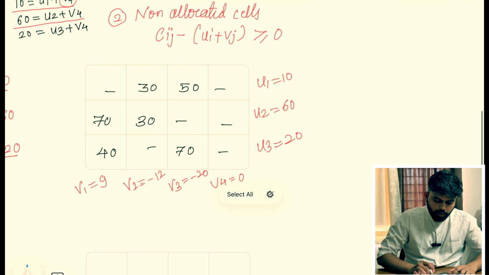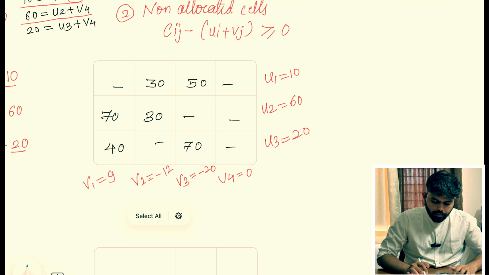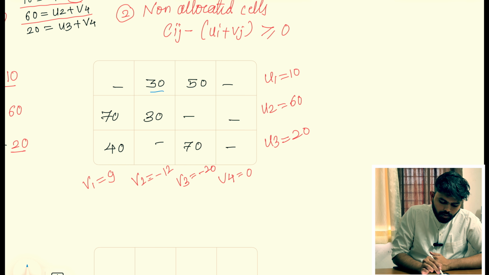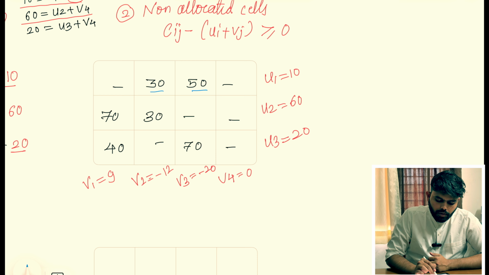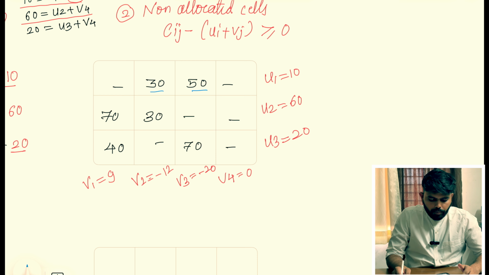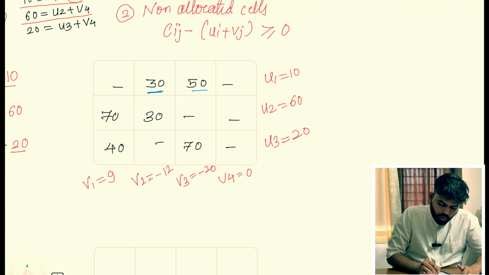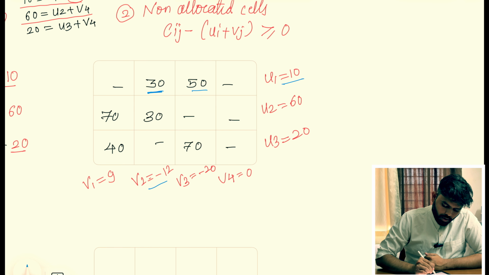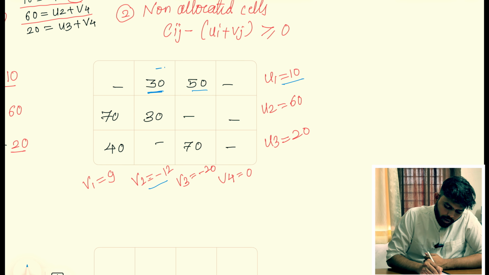Now look at this formula carefully. Cij means the cost value which is given in the matrix. So this 30, 50, 70, 80. Ui plus Vj will be the corresponding addition. So for example, at cell 1, 2, U1 is 10, V2 is minus 12. So 10 minus 12 will be equal to minus 2. I will write it at the top.